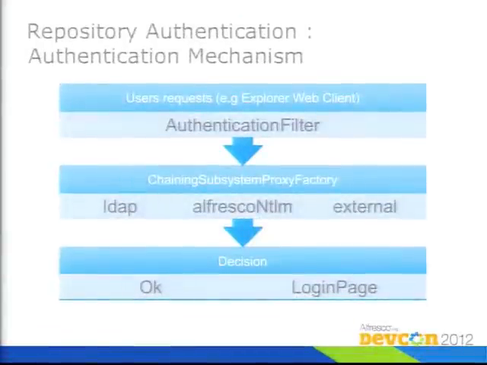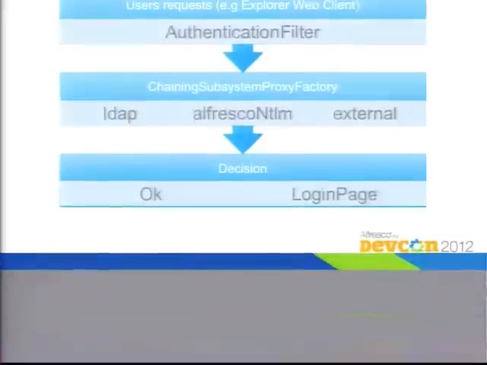This chart recapitulates the Alfresco repository authentication mechanism. So this is an example. We have user requests that come through the authentication filter and get handled by the chaining subsystem factory, which will try to get the current user authenticated in the defined subsystems. In this case, as an example, I gave LDAP, the Alfresco NTLM, and the external one. So if we have one OK from the three subsystems, the user gets authenticated. Otherwise, the login page will be fired.